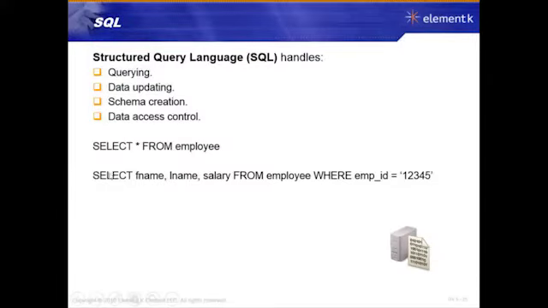In this next example, I'm selecting the first name and the last name, F name and L name, which are names of columns, fields, and salary from the employee table, but only under certain criteria, where the employee ID, emp ID, equals 1, 2, 3, 4, 5. In other words, give me the first name, last name, and salary of employee number 1, 2, 3, 4, 5.